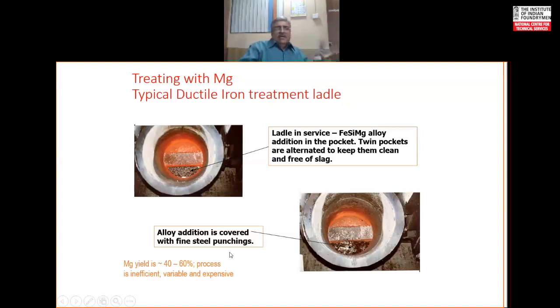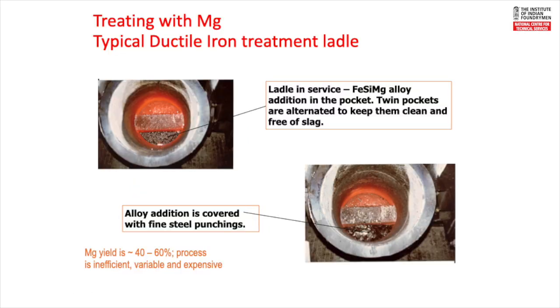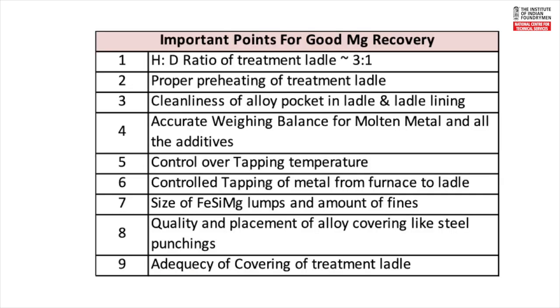And here is a chart which shows the design for treatment ladles as well as conditions for variety of treatment sizes, going from 500 kgs all the way up to 2000 kgs. I'm sure they are available in literature many times. Now, what are the most important points for good magnesium recovery? A height to diameter ratio of the treatment ladle of approximately 3:1.